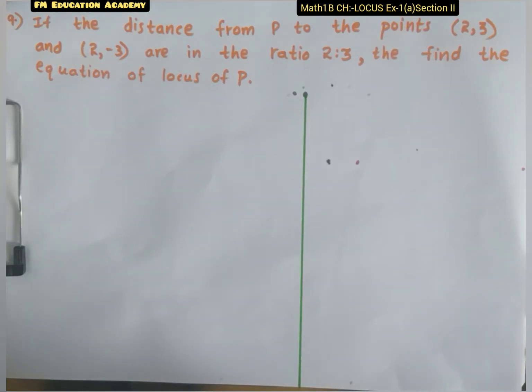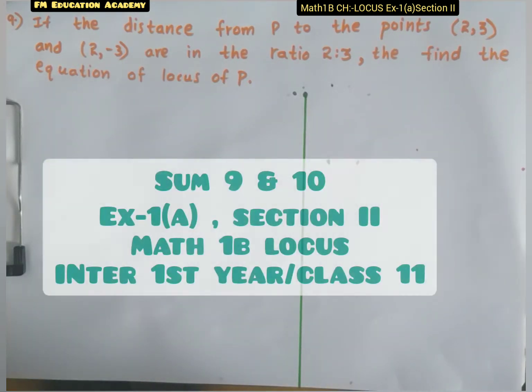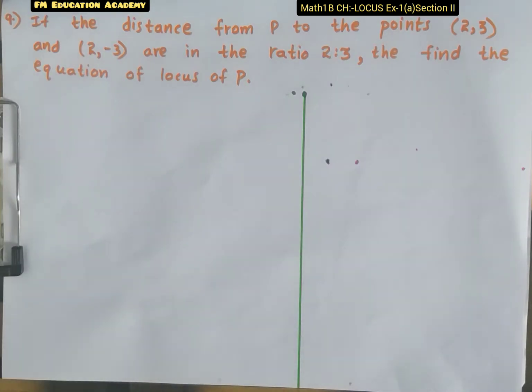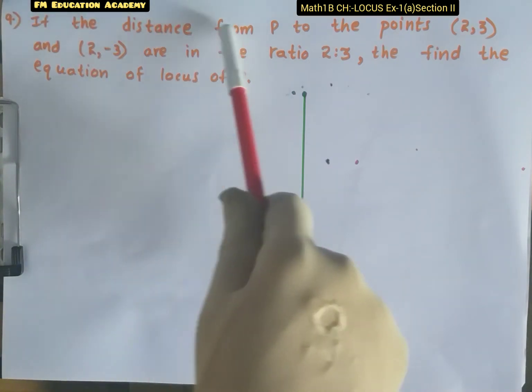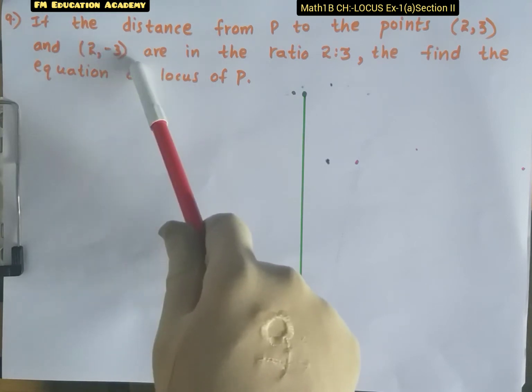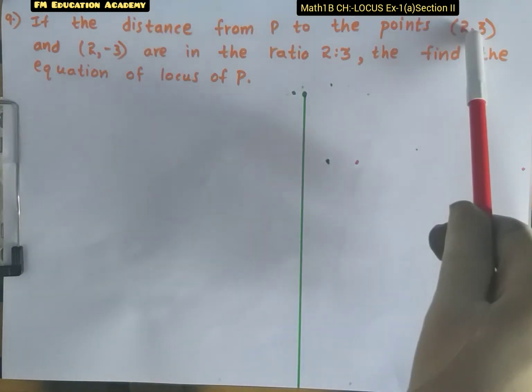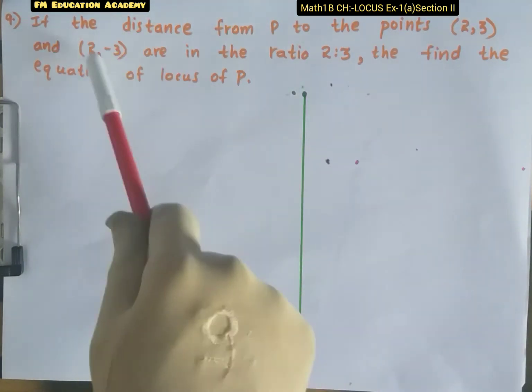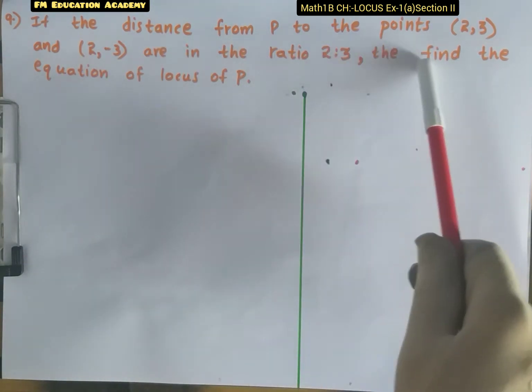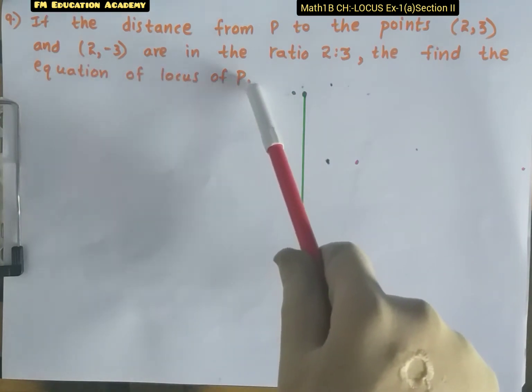In this video lecture, we are going to see sum number 9 and sum number 10 from exercise 1A of chapter 1 Locus from class 11 Inter first year Maths 1B textbook. In the ninth question, if the distance from P to the points (2, 3) and (2, -3) is in the ratio 2:3, then find the equation of the locus of P.